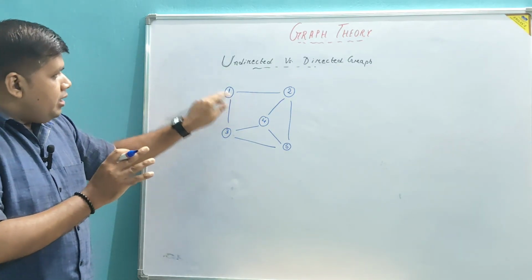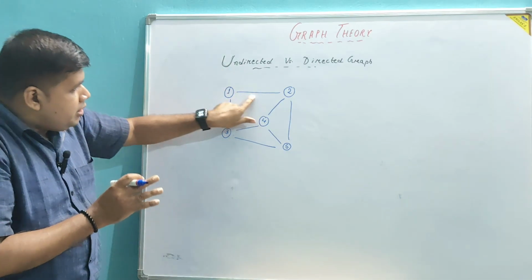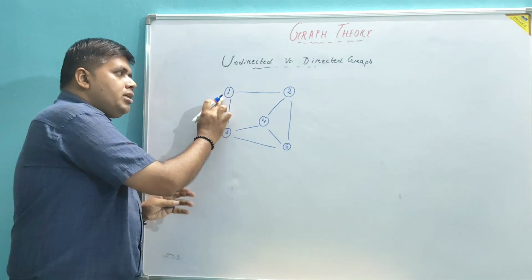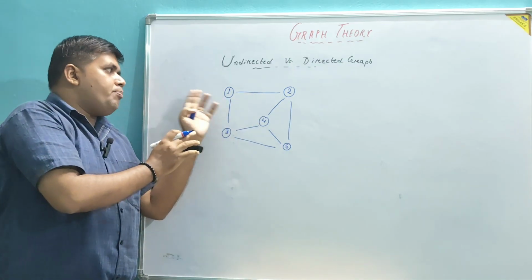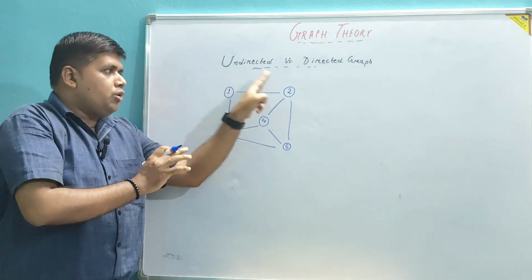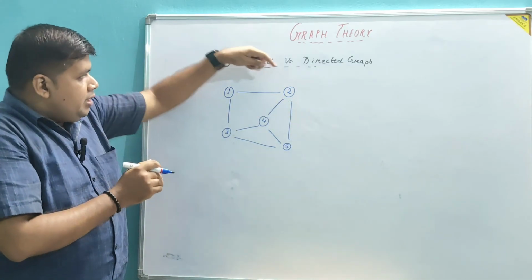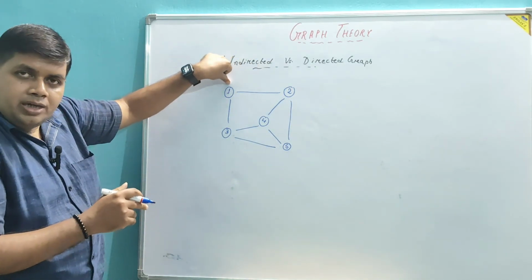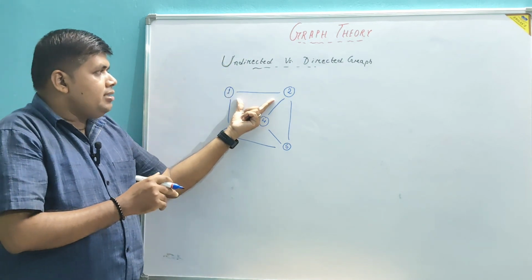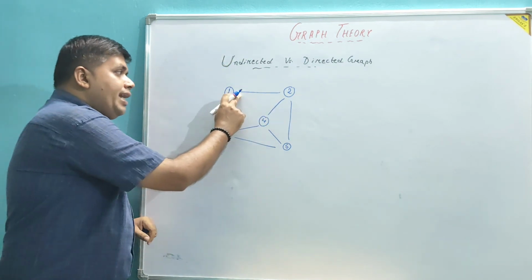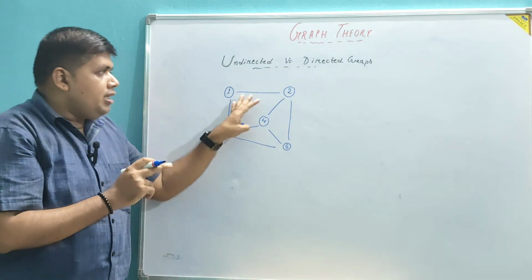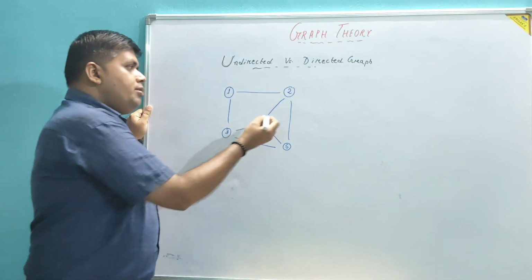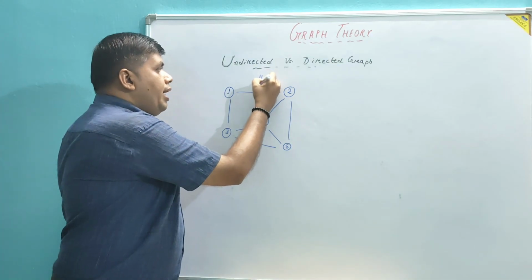For example, if you observe this path or this edge, this edge can be used for a person to travel from location 1 to location 2. Similarly, the same path can be used to move from location 2 to location 1. So this is considered undirected. No direction is associated with the edges. So this is called undirected, and this is the example of undirected.